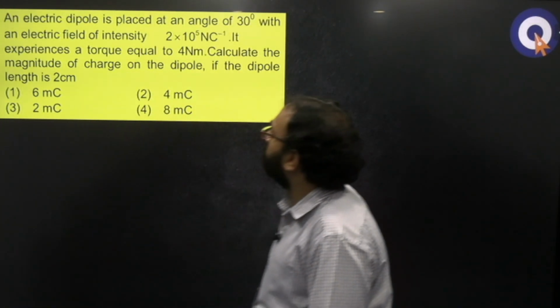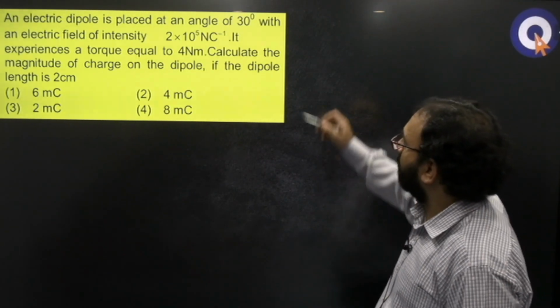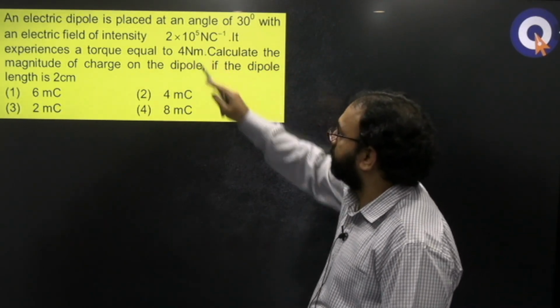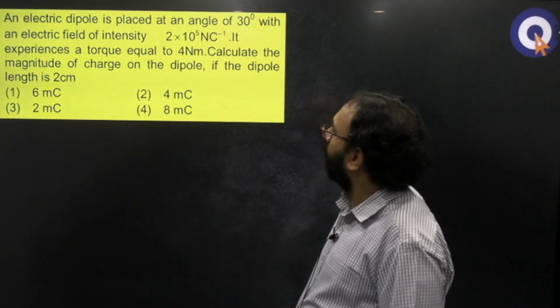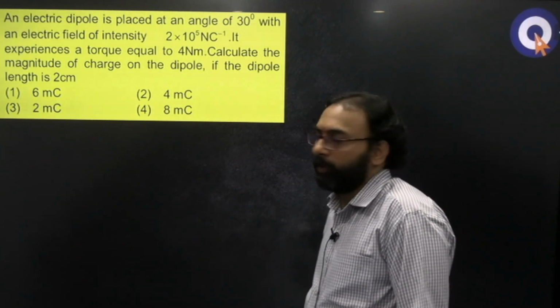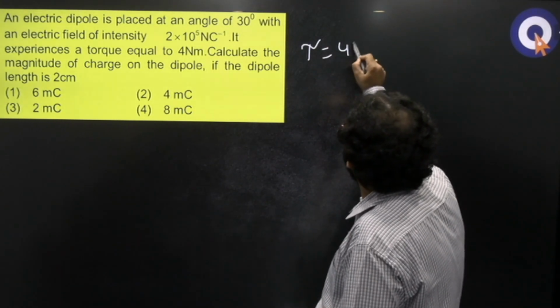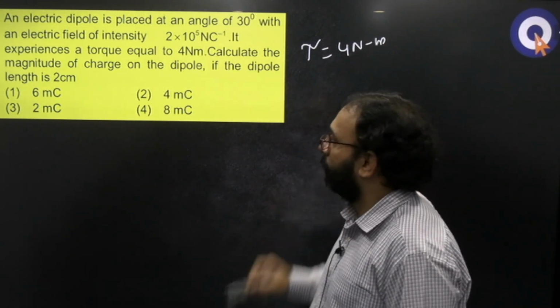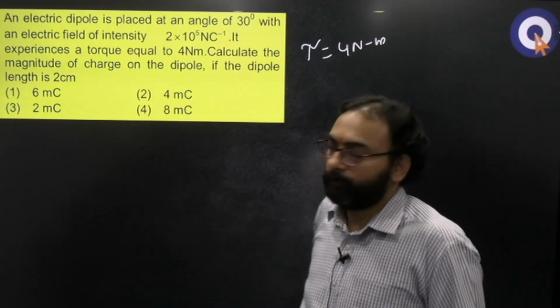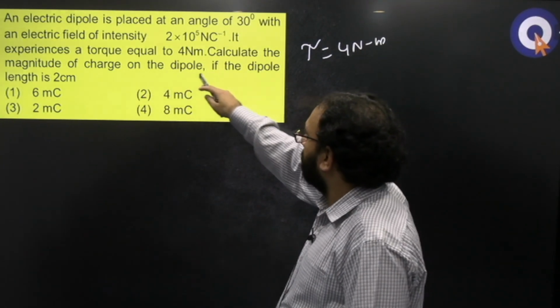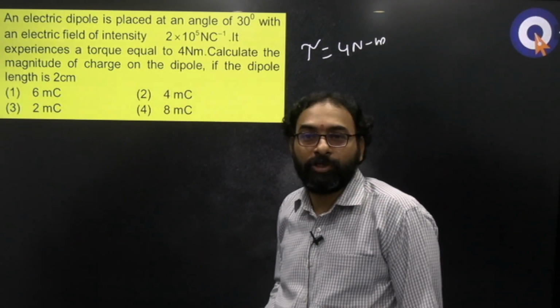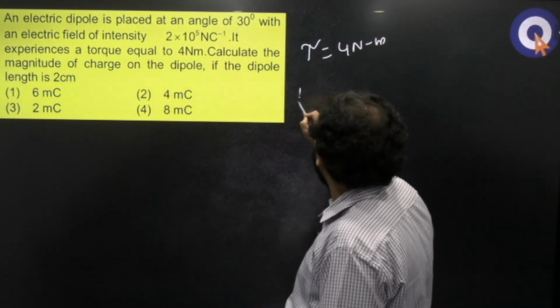An electric dipole is placed at an angle of 30 degrees with an electric field intensity of 2 into 10 power 5 Newton per Coulomb. It experiences a torque equal to 4 Newton meter. Calculate the magnitude of charge on the dipole, if the length of the dipole is 2 centimeters.